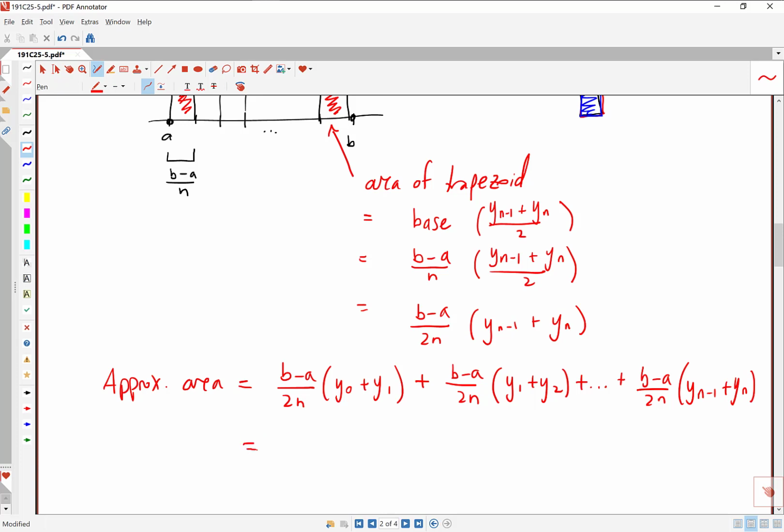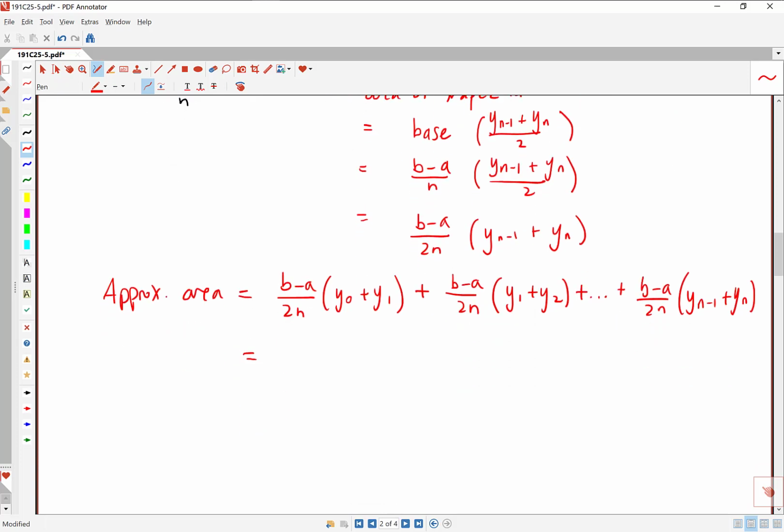So the idea here, to come up with a nice looking formula, we're going to have basically our final formula in the next step. You would factor out the (b minus a) over 2n, and then what you'd have in the brackets is something that looks like y0 plus y1 plus y1 plus y2, and you do that all the way across. You get y sub n minus 1 plus y sub n at the back. And then the idea is that all of these terms in the middle are going to be doubled up.